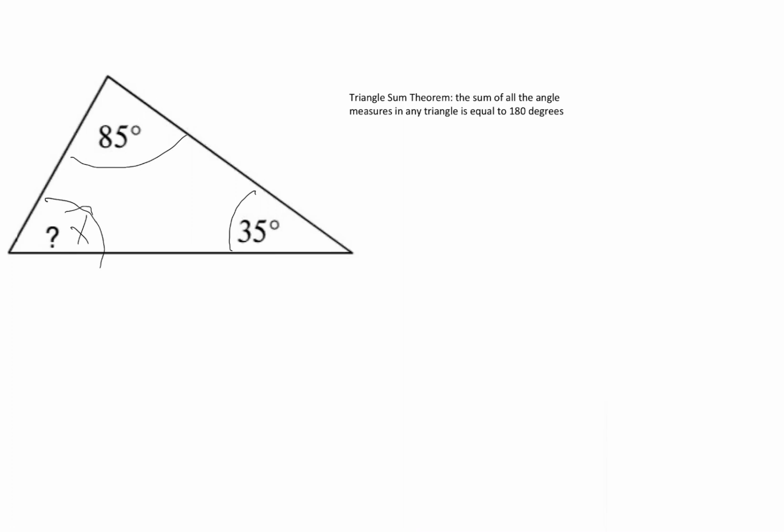So if I take the angle measure of X, which is unknown, I add 85 and I add 35, they all should equal 180 degrees. Now, I'm going to do a couple of steps, and I'm going to add these two together. We're going to solve for X. So 85 plus 35 is 120. So I'm going to bring down the X and 120, and it's going to be equal to 180.